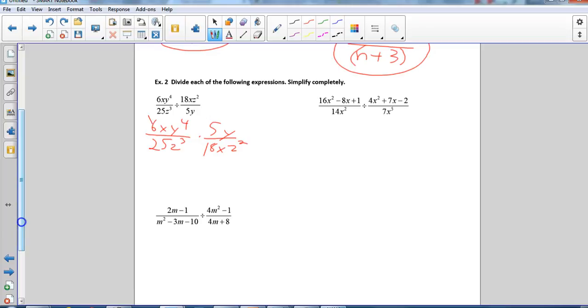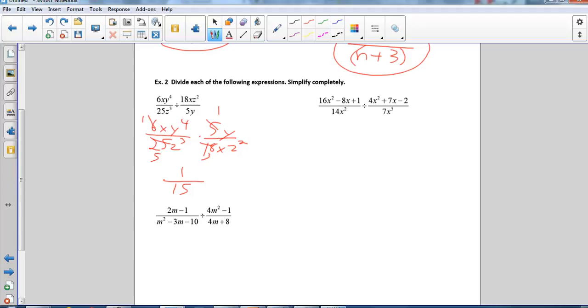Why? Because this 6 goes into itself once and that 3 times. And this 5 goes into itself once and that 25 5 times. So what am I left with number-wise? 1 over 15. Now I look at my letters.